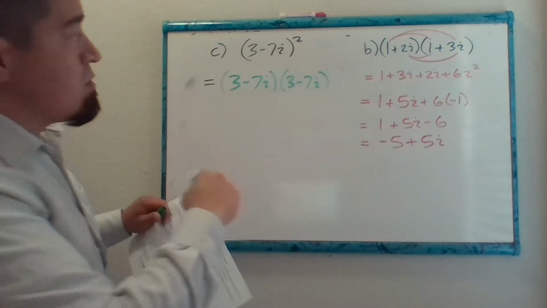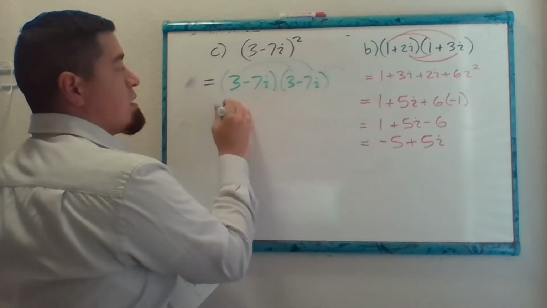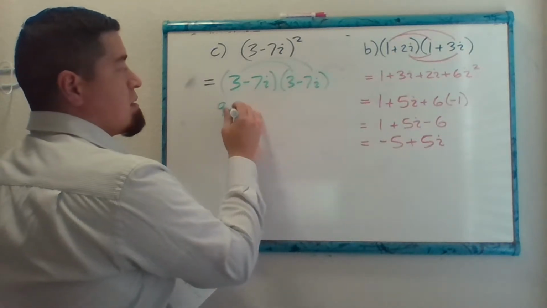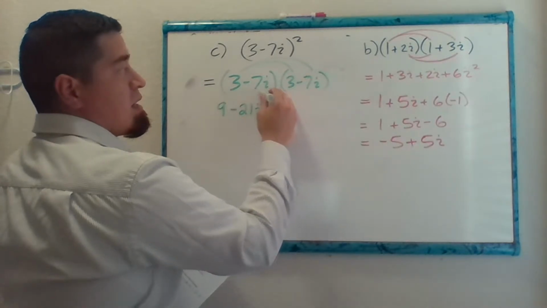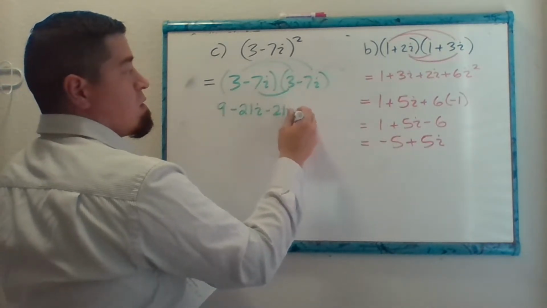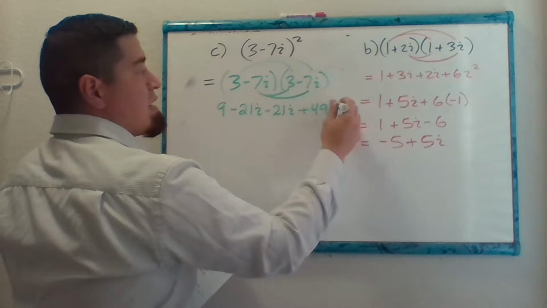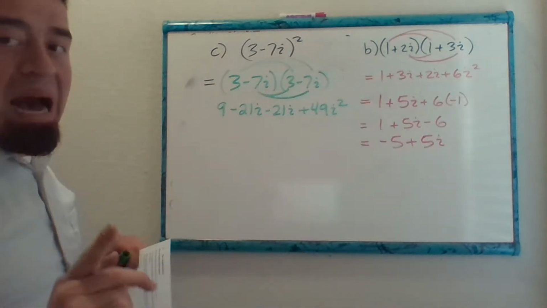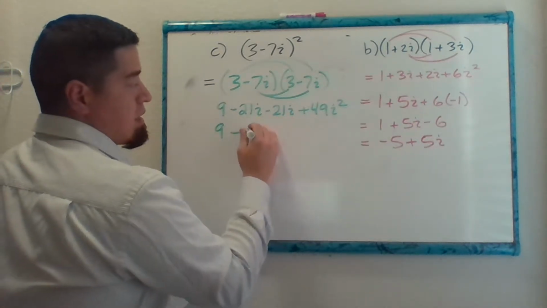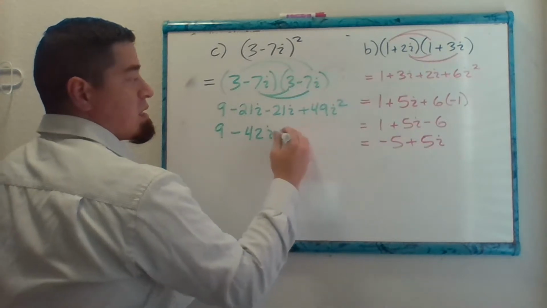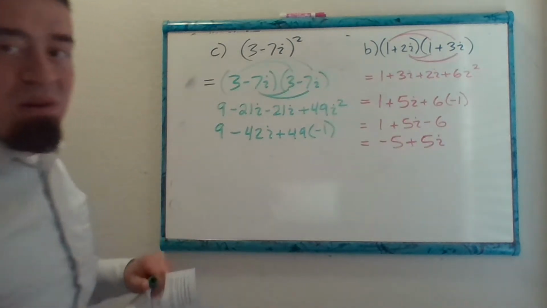From there, you'll do kind of a similar thing that we did on B. Just distribute 3 times both of these. 3 times 3, that's 9. 3 times negative 7i, that's going to be negative 21i, and then negative 7i times 3, which is negative 21i as well. And then negative 7 times negative 7 is going to be positive 49i squared. But what do we say i squared was? If I combine these, that's negative 42i plus 49 times i squared is negative 1.